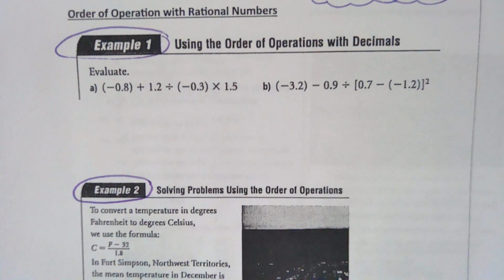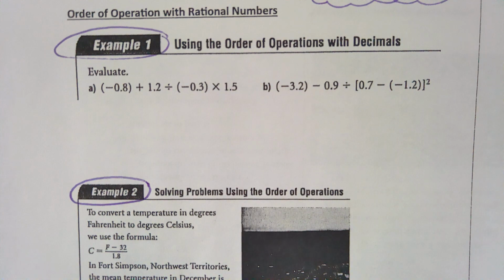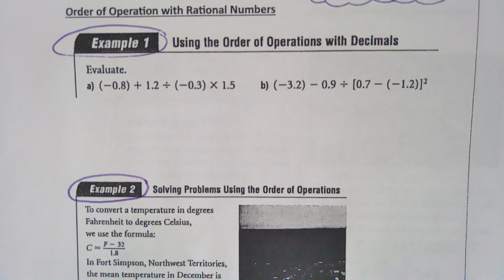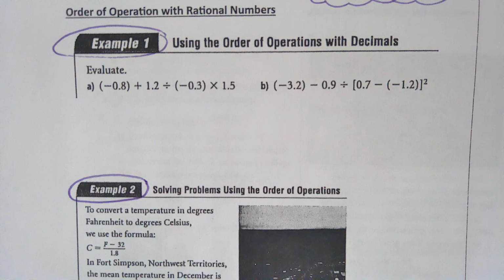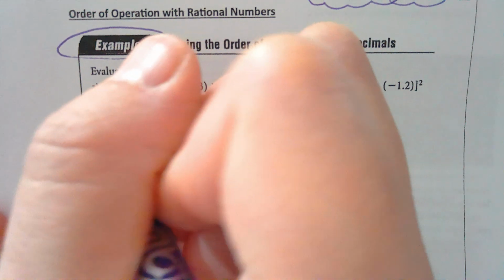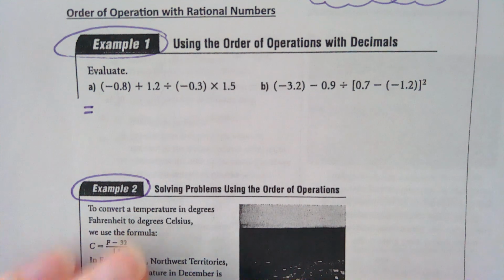I'm just going to finish off with these 2 examples, and then that's it. Because I know it's a Friday, we can do nice and easy. Okay, using order of operation with decimals. So I know you guys know how to do this, and you get a calculator. So I'm not going to spend too much time on this.